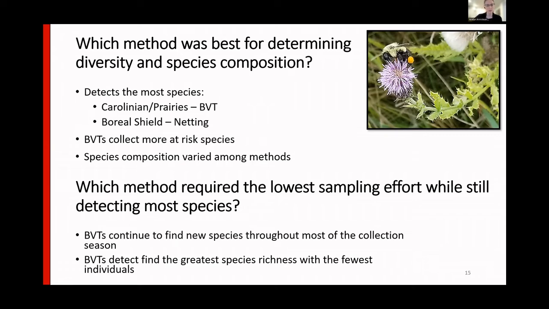Species composition varied by method used, and we did, however, see a pattern that the netting and the photo methods produced more similar species compositions to each other than to the blue vein trap method.